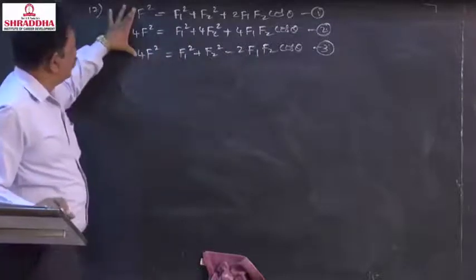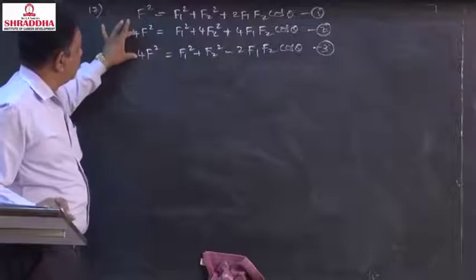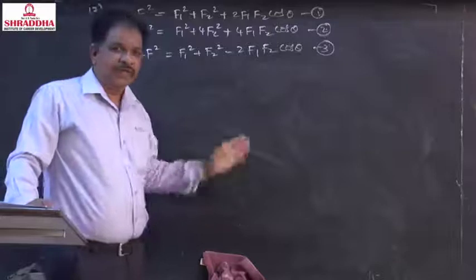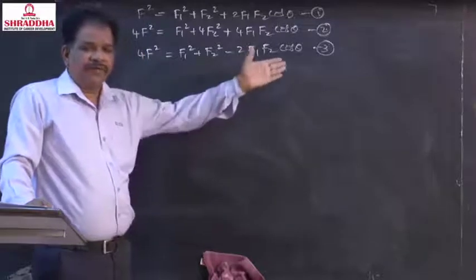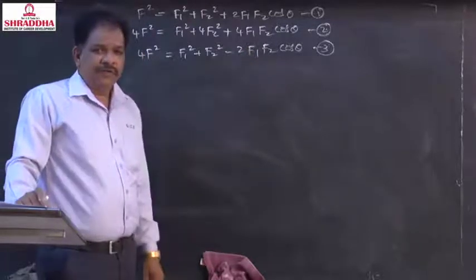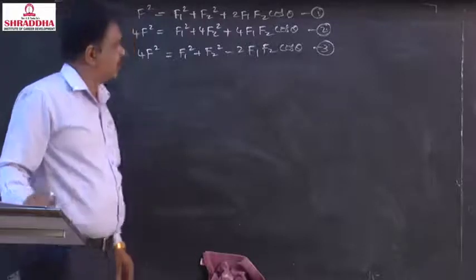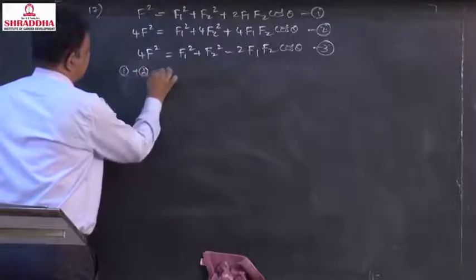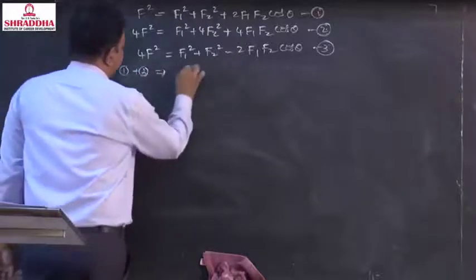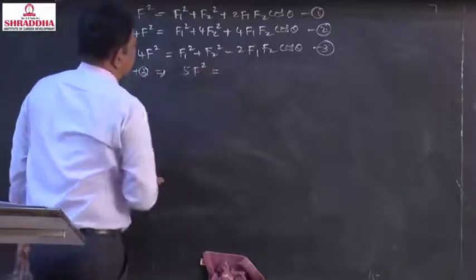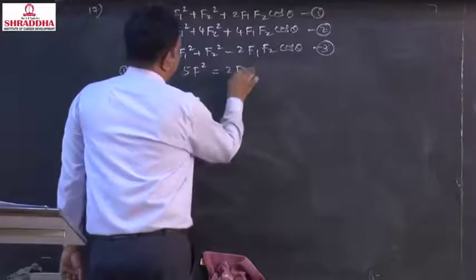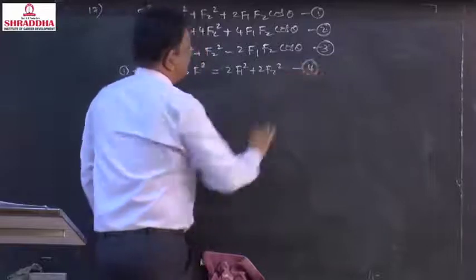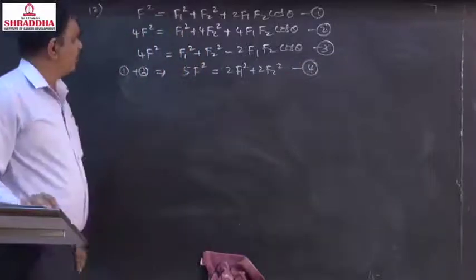We are adding these two, and we are equating these two. Again two equations we will get. From that we are calculating the ratio of F1 is to F2 is to F. First of all, I am doing 1 plus 3. Then I am getting 5F square is equal to 2F1 square plus 2F2 square. Let it be equation 4.